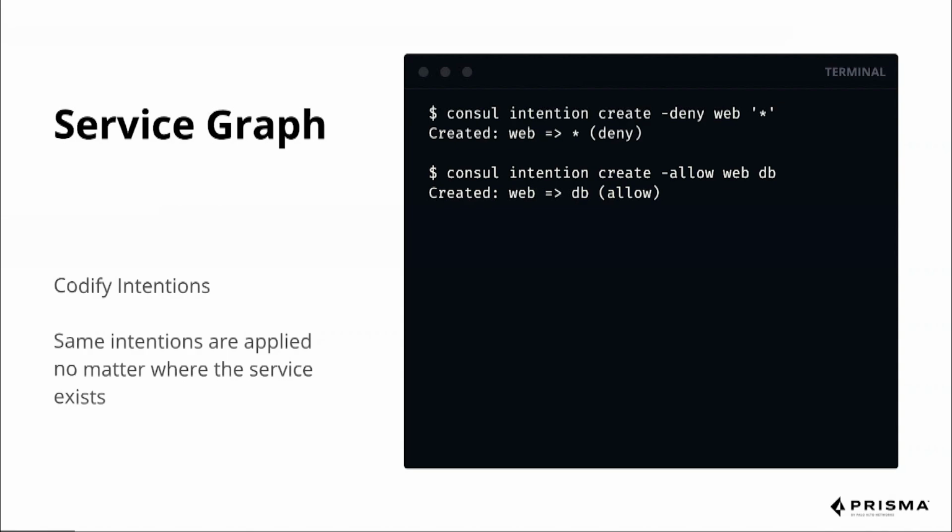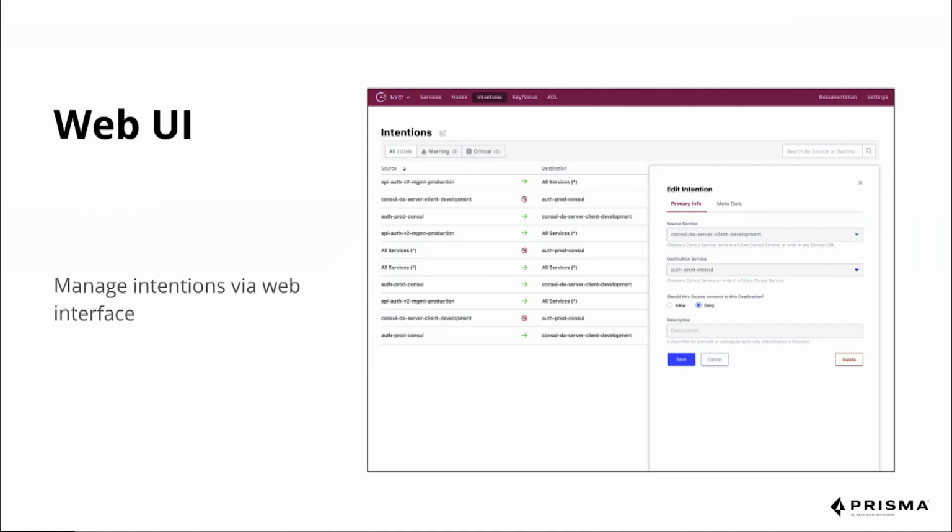They're also applied in order of specificity. So when we make the connection from the web service to the database service, we see that there's a very specific rule that allows that traffic. So it takes precedence over the generic rule that says no traffic from the web service to anything. You can also manage these through the web UI in Consul, and this allows you to actually see them, edit them, as well as create and delete, just like you could through the command line.